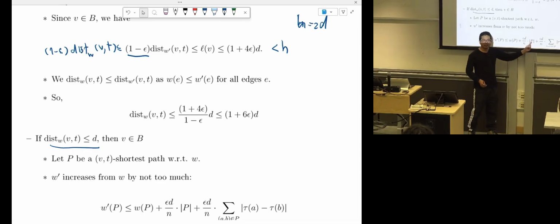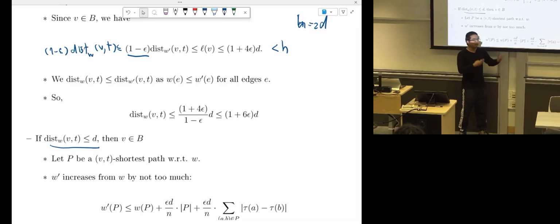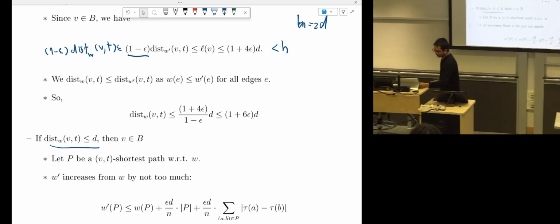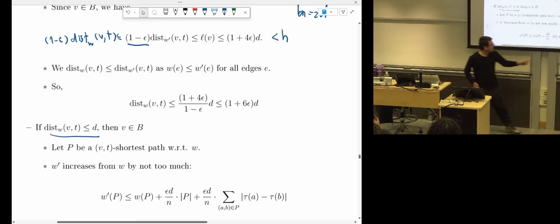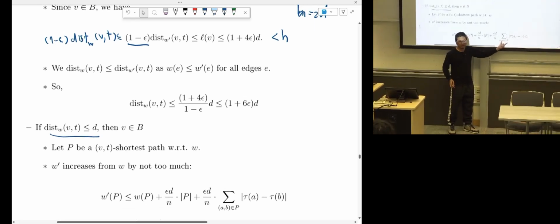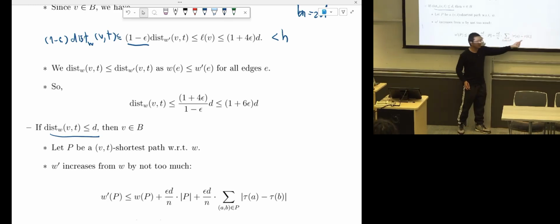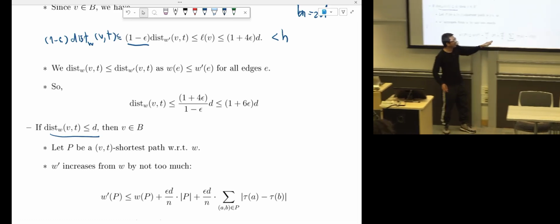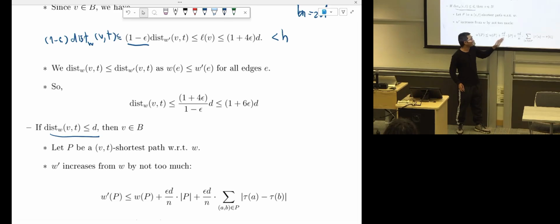For every edge in P, we round it up by this factor. So we pay for every edge E, epsilon d over n. But not just that. For every edge AB in the path, we also increase it by this much times epsilon d over n. So this is exactly how much we increase. Not exactly, but at most, the upper bound on how much we increase.